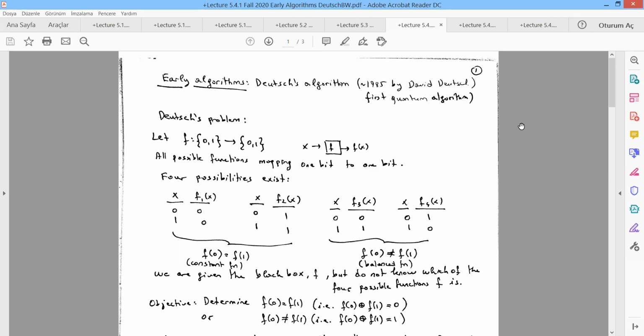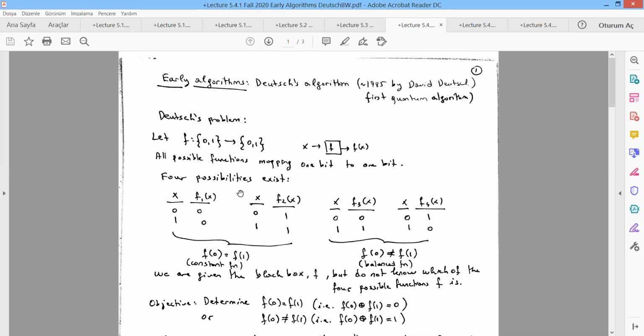So the first algorithm we discuss is Deutsch's problem. Deutsch's problem is very simple and not difficult to understand. Let's suppose we have a function, a mapping from a single bit to a single bit, right? So I have 0 and 1 mapped to 0 and 1. Let's illustrate this function again as a black box. In the input, we have x, and in the output, we have f of x.